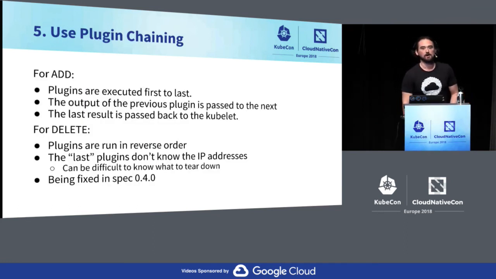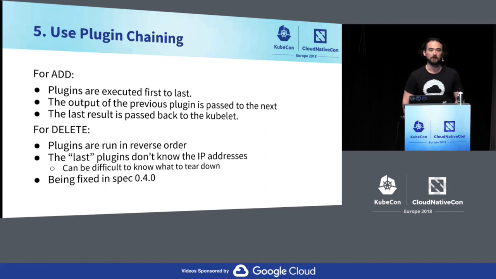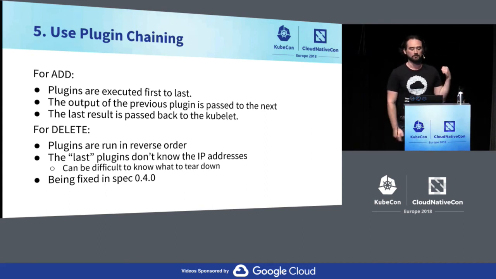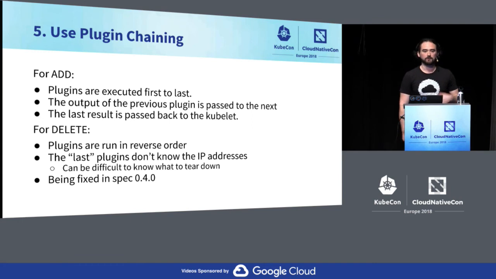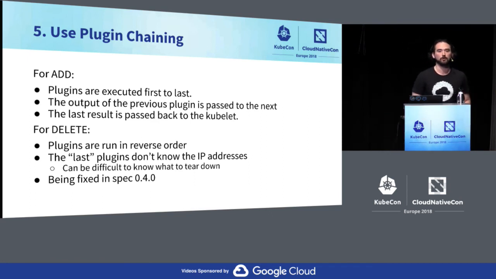The details of this are specified, but it's important to understand that the plugins are executed first to last, and the previous output is passed to the next one, and only the last plugin dictates what kubelet understands to be the IP address. So the last plugin writes the result back to the kubelet. Now, for delete, plugins are run in reverse order. This is a problem with the spec as written, which is that the plugin that runs last gets to know the IP address on add, but it doesn't know the IP address on delete. So we're actually fixing this in spec 0.4 with essentially cached results. So this is going to be a lot more usable if you're writing a plugin. I think 0.4 is going to be released in the next month or two.